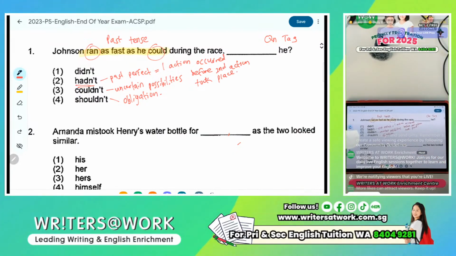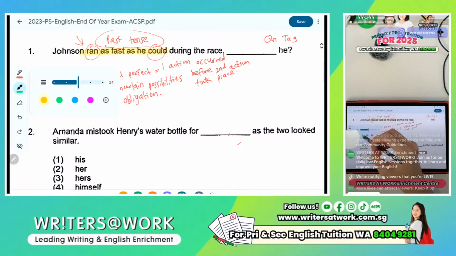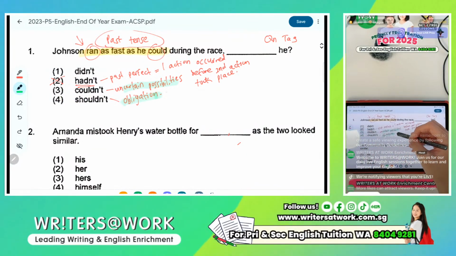As we observe in our question here, we are only interested in the past tense, not past perfect. There is only one action that occurred, which is Johnson running the race. As such, number 2 will be out. Looking at options 3 and 4, their usages do not correspond to my question because Johnson running in a race happened. So it's not an uncertain possibility and he had no obligation to run. So these two options are also out.